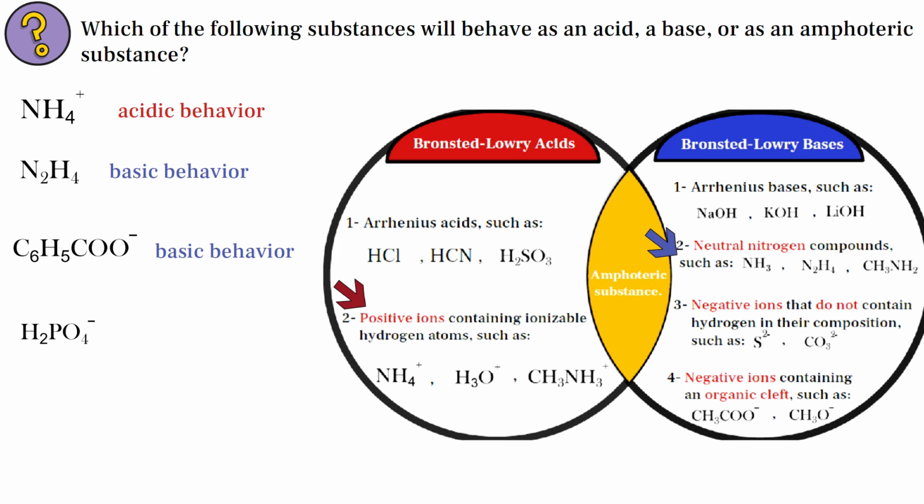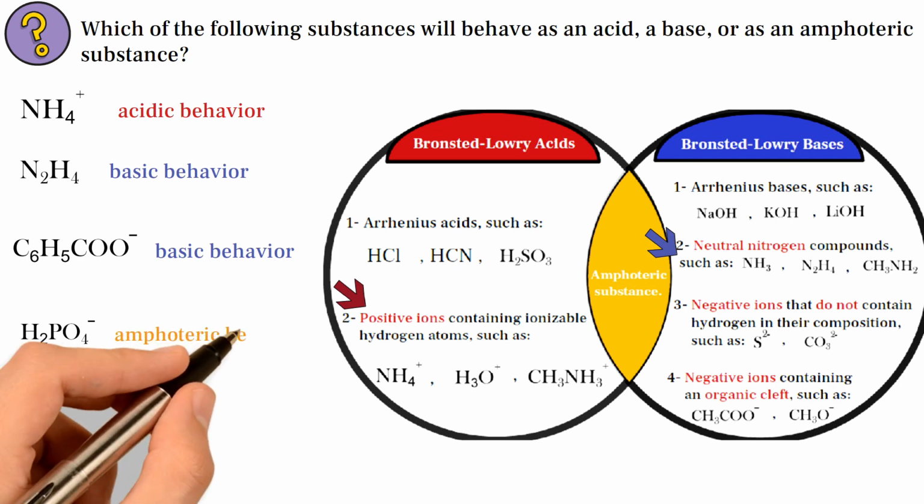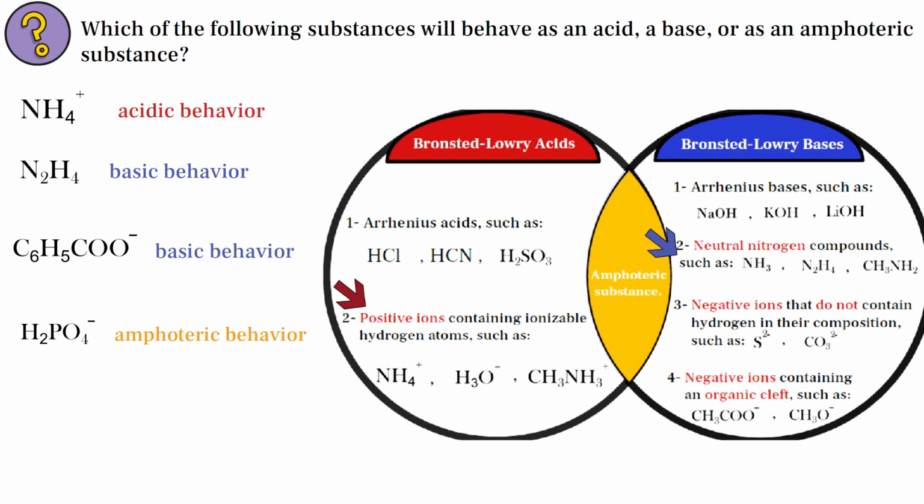H2PO4- is a negative ion which contains ionizable hydrogen atoms in its composition, so it will behave as an amphoteric substance. CH3NH3+ is a positive ion containing ionizable hydrogen atoms, therefore it will behave as an acid during the reaction. F- is a negative ion that does not contain hydrogen, so it will behave as a base during the reaction.